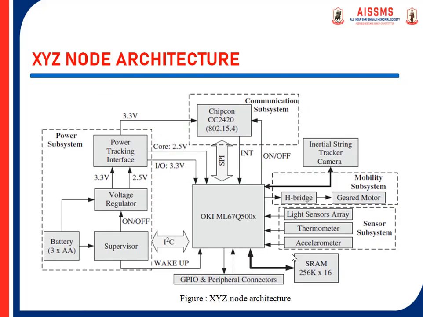With reference to the sensing subsystem and processor subsystem, the key points of XYZ node architecture are: it consists of 4 subsystems. The power subsystem consists of power tracking, interference, voltage regulator and battery. The communication subsystem consists of CC2420. The sensor subsystem consists of sensors: light sensor, thermometer, accelerometer. The processor subsystem consists of OKI ML67Q500X.